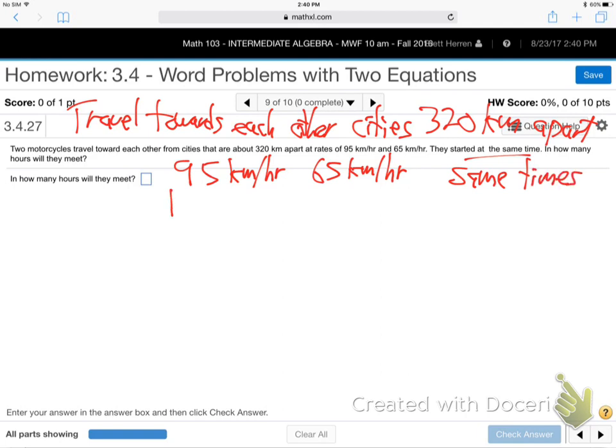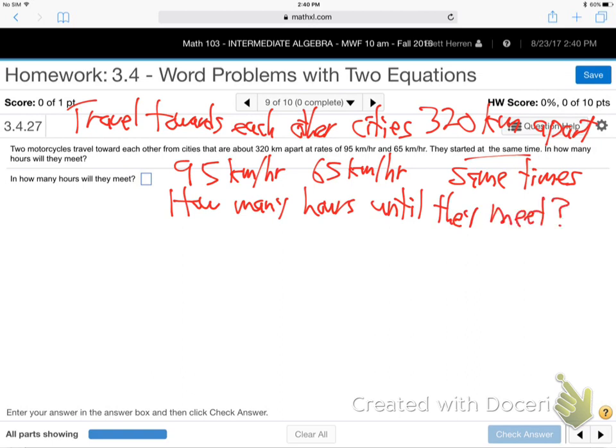And the question is, how many hours until they meet? How many hours till they meet? So we have a motorcycle starting way over here and a motorcycle starting way over here, and they're going to travel. One's a little faster than the other, so they're not going to meet exactly in the middle. Right? They're going to meet somewhere in the middle. So the two motorcycles traveling towards each other, they're going to meet somewhere in the middle.